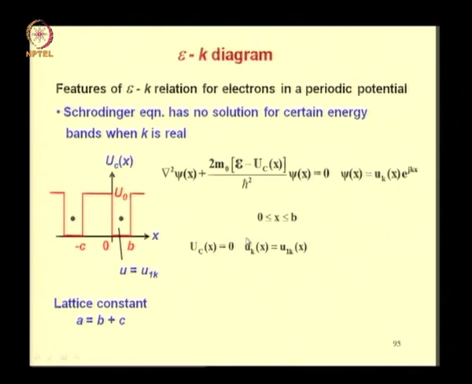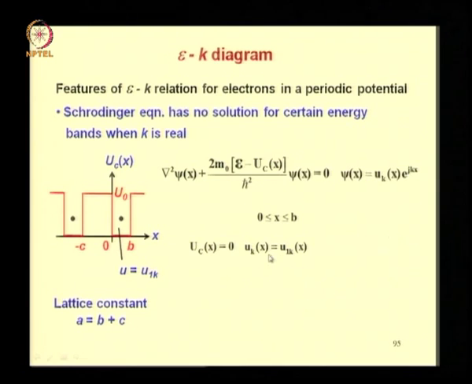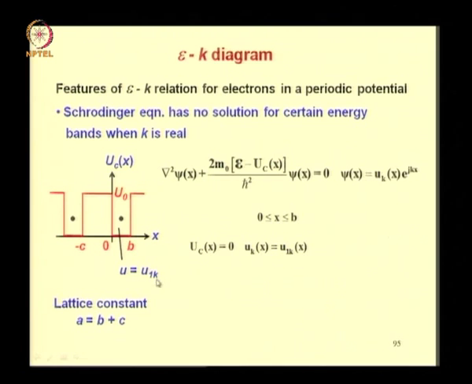The envelope function, or the Bloch function u(x), let us indicate that as u1(x). The suffix k indicates that this u(x) also contains k as a parameter. So, this is the u1 function in this region.